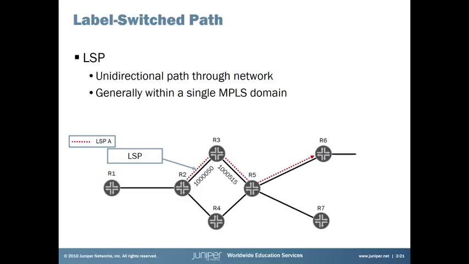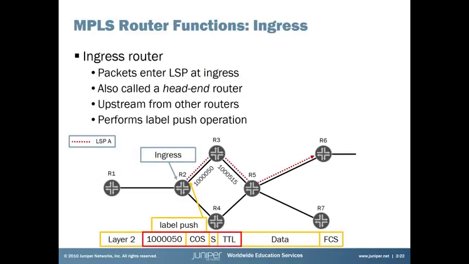Really important point about a label switch path is that it's unidirectional. Okay, unidirectional. It goes one way. As you know, traffic in a network is always two-way. So for two-way traffic, we need two label switch paths, don't we? We need one in one direction and one in the other direction. And you get to control exactly the path that each of them take.